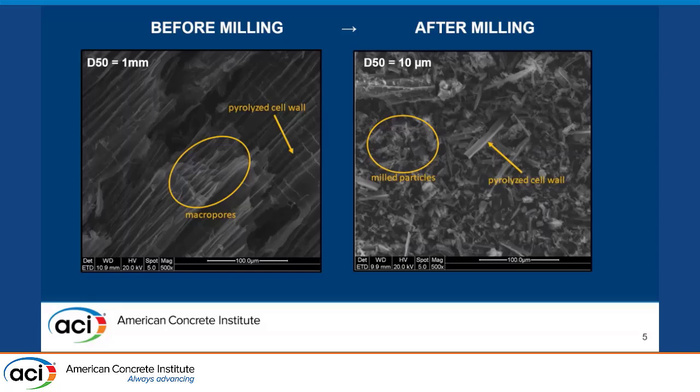We try to mill below that macro porosity, so we're left with a very fine particle that does not have those large pores in it. That reduces the water uptake and allows it to integrate a little bit better as a cement replacement.